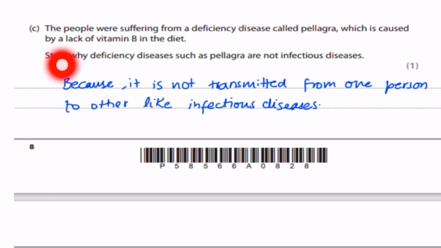Question C. The people were suffering from a deficiency disease called pellagra, which is caused by lack of vitamin B in the diet. State why deficiency diseases such as pellagra are not infectious diseases. Infectious diseases are those diseases which can be transmitted from person to person, and pellagra is not transmitted like an infectious disease. That's why it's not an infectious disease.